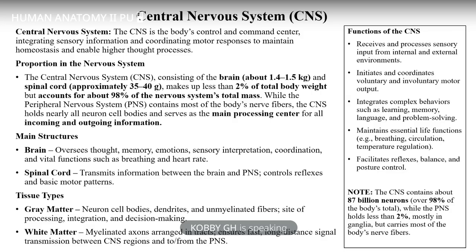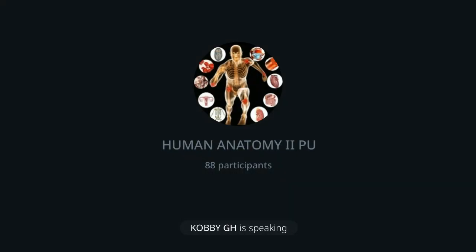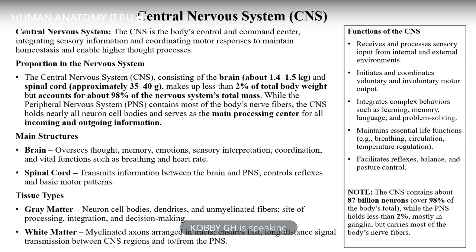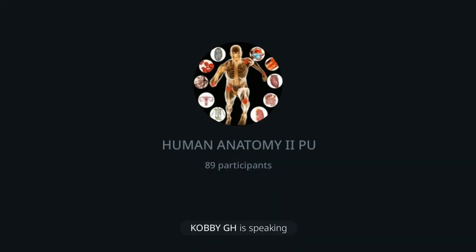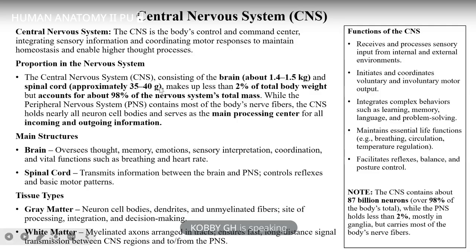Remember that the main structures of the central nervous system are the brain and the spinal cord. Now, let me point out directly the anatomical features that we want. The brain is about 1.4 to 1.5 kilograms, and the spinal cord is approximately 35 to 40 grams. Together they make up about 2% of your total body weight, but they account for about 98% of your nervous system's total mass.